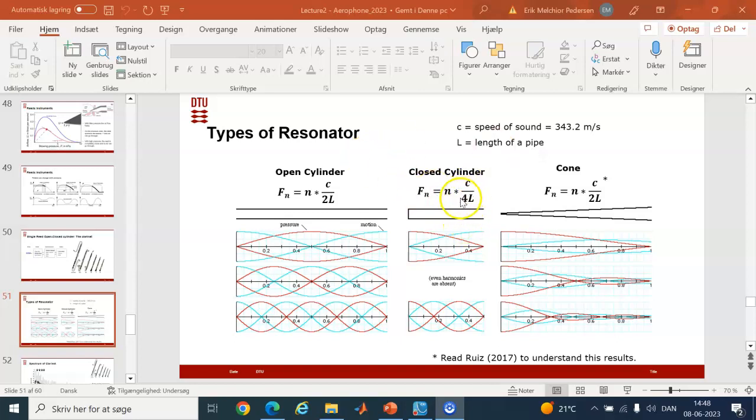Closed cylinder: Fn is N times C divided by 4L, and with a cone, Fn is N times C divided by 2L. Read Ruiz to understand this cone result. Here you see notes, and in the open cylinder there are 1, 2, 3 notes, and then in the closed cylinder it is 1 and 3, odd numbers. The cone has all numbers also. Thank you.